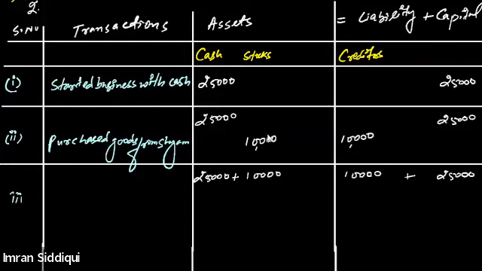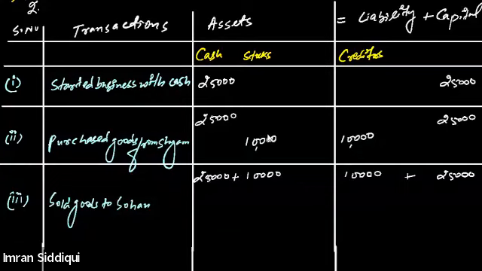Moving on to the third transaction. It was given in the question that goods were sold to Sohan. Again, when we buy goods and the name of the seller is given, we presume that we must have bought goods on credit. Similarly, if we are selling goods and the name of the buyer is written, then we presume that goods must have been sold on credit. Whenever you sell goods on credit, what will happen? It is going to reduce the amount of stock available, and at the same time, it will also increase the debtors. The person to whom you sell goods on credit is known as a debtor, and a debtor is an asset.